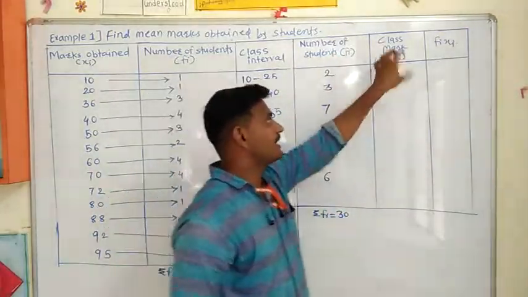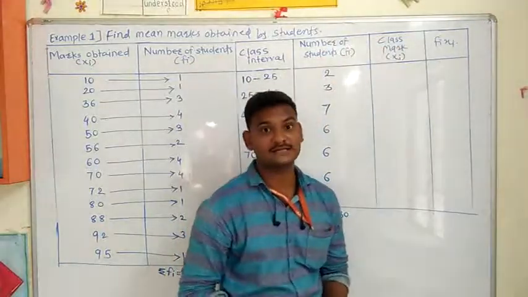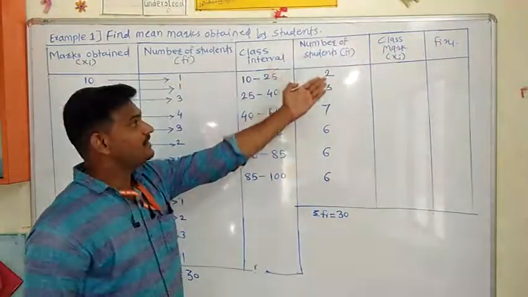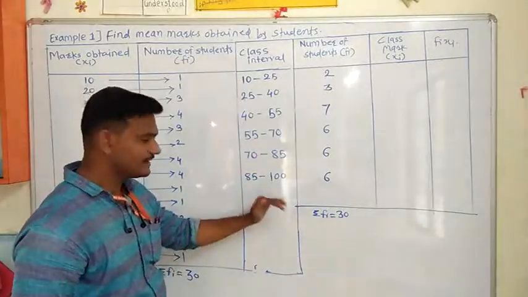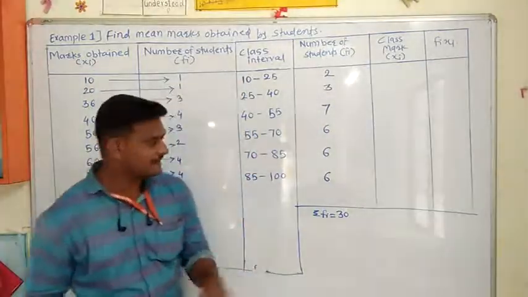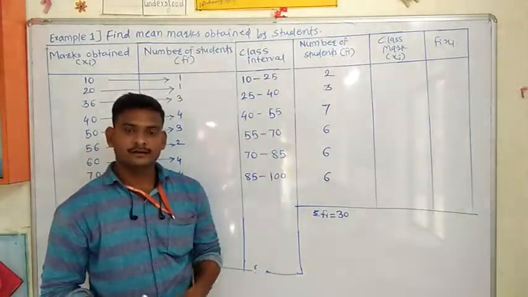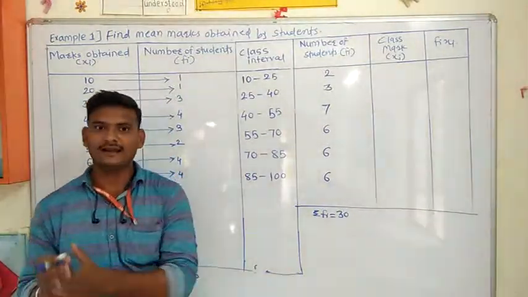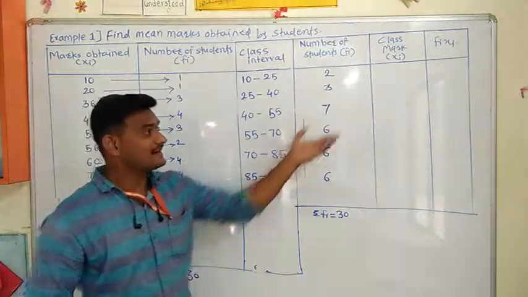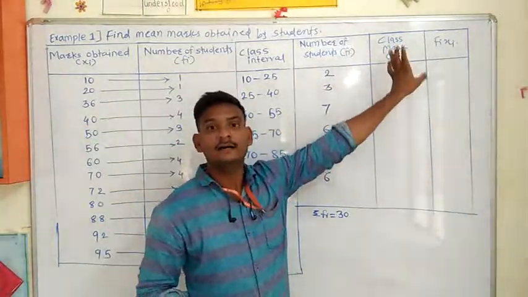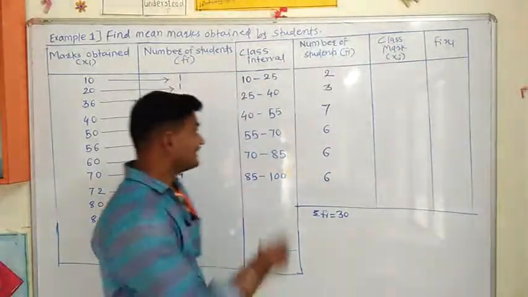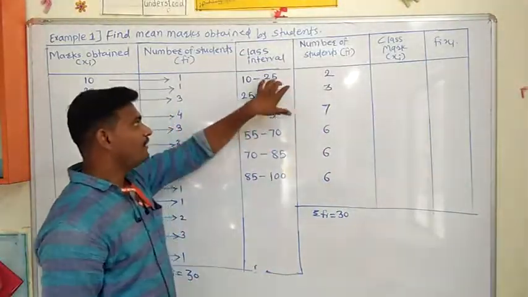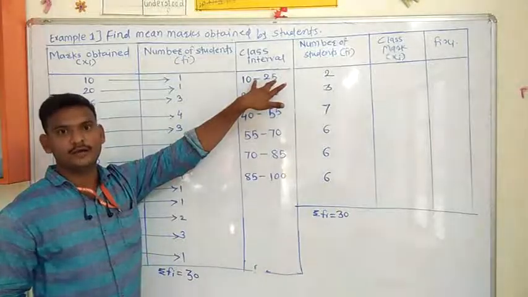And now we have to find the class mark. Why do we require the class mark? Every class should have an identity. Every student is given an identity card. Like this, every class is known by the class mark. How to find the class mark? The class mark is nothing but the average of the upper limit and lower limit.